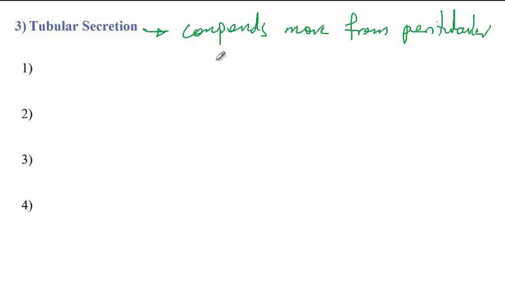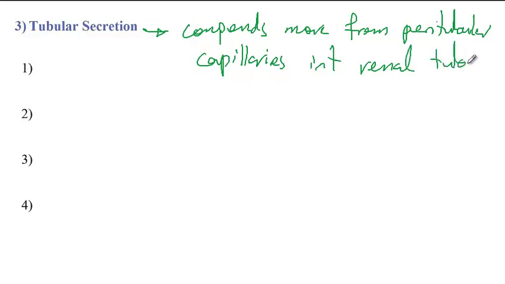The last component is tubular secretion, which is a process through which substances such as creatinine, potassium, ammonia, and the rest of the stuff that we don't want in our peritubular capillaries are getting transported into the renal tubule. Okay, so here compounds move from peritubular capillaries into renal tubules, and mostly it's actually in the proximal convoluted tubule.